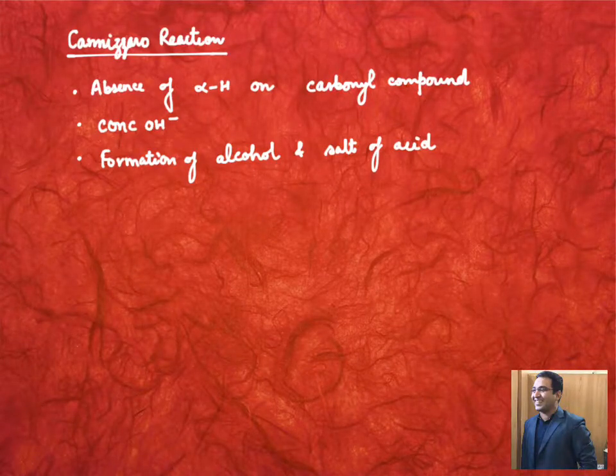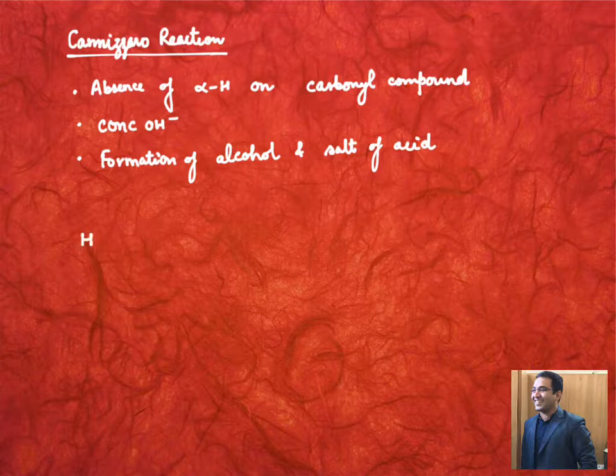Hello everyone. In this video we are going to discuss the Cannizzaro reaction in much more detail. This is a very important reaction of carbonyl compounds which don't have alpha hydrogen, that is, in the absence of alpha hydrogen. The reaction happens in concentrated OH minus, which acts as strong conditions for the nucleophile. At the end of the reaction we observe the formation of alcohol and salt of acid.